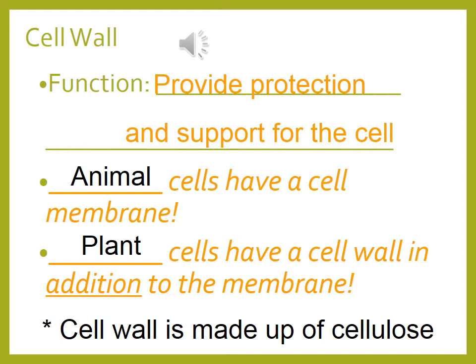So once again, the cell wall is for protection and support of the cell. Animals do not have cell walls, they just have cell membranes. Plants have both cell walls and cell membranes, and the cell wall is made up of cellulose. So please remember that plant cells have both cell walls and cell membranes. They just have an extra part.